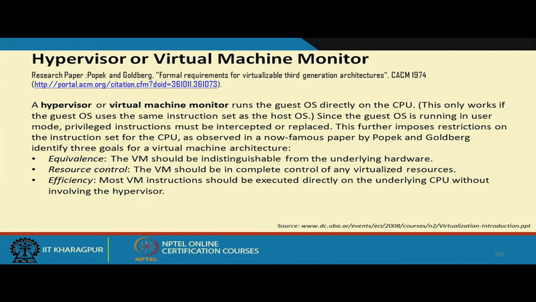And efficiency: most VM instructions should be executed directly on the underlying CPU without involving the hypervisor. So, that is another thing. Efficiency will increase if most of the virtual machine instructions are able to execute directly on the underlying CPU without intervention or involvement of the hypervisor. So, these are the aspects which need to be looked into when we have a virtual machine monitor or hypervisor in place, which allows me to emulate VMs.